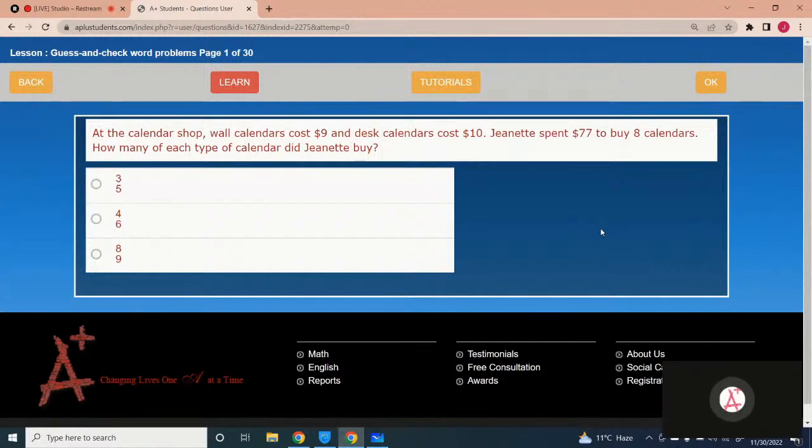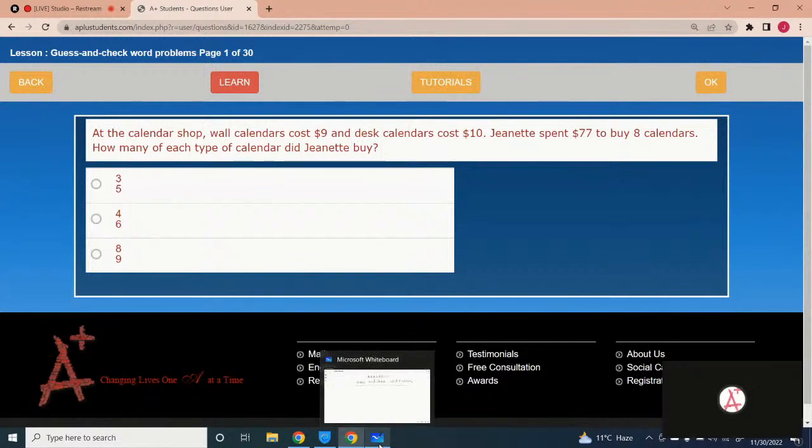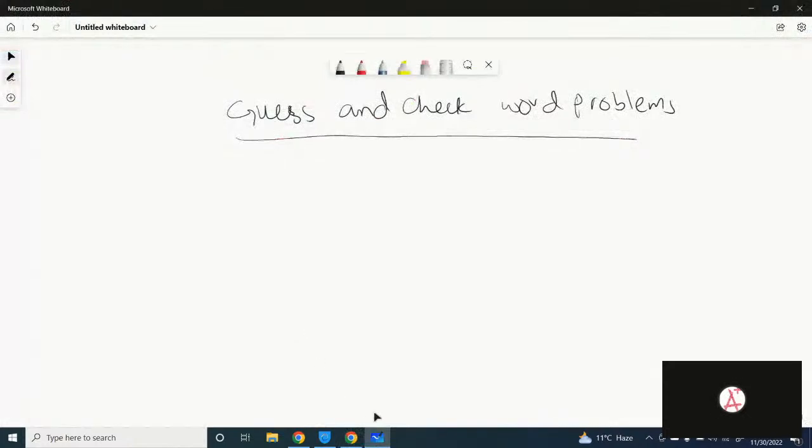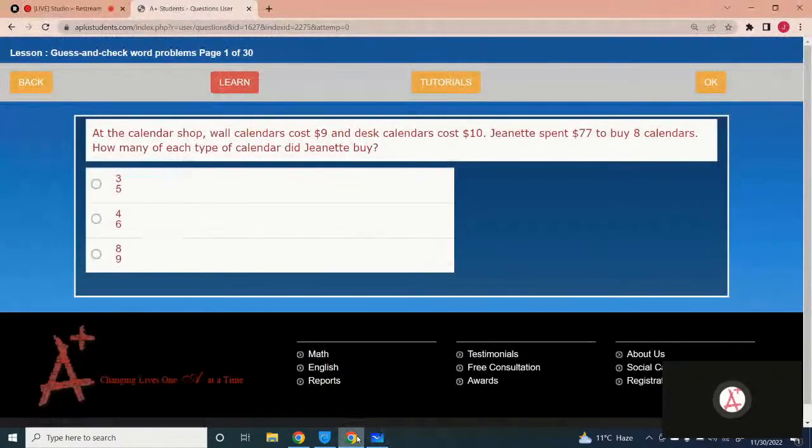Okay, the total number of calendars, she needs to buy 8 calendars. Got it? So the wall calendars cost $9 and the desk calendars cost $10. Got it? You are given three options. Use any of the options. They are 3, 5, 4, 6, and 8, 9.